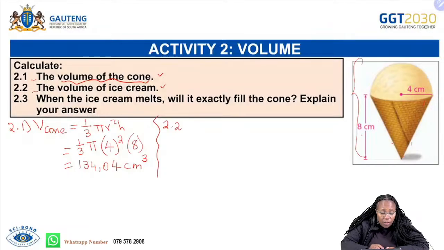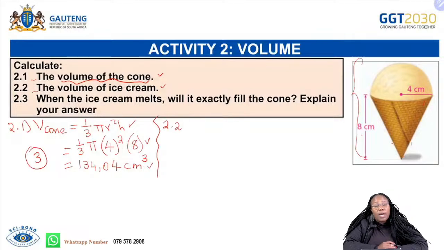Let's look at the mark allocation first. Is the formula for the cone correct, substitution, and the correct answer. This is worth 3 marks. And then 2.2, the volume of ice cream.